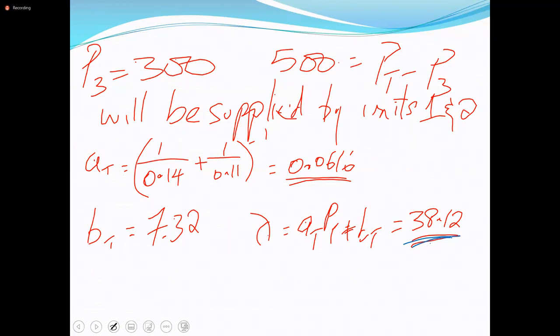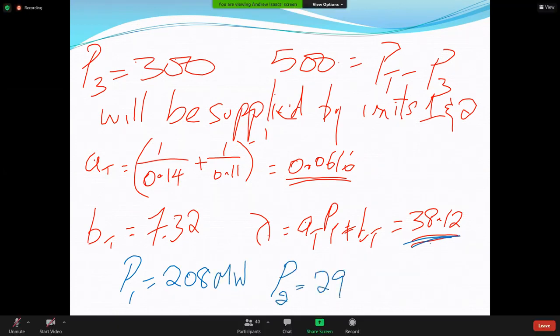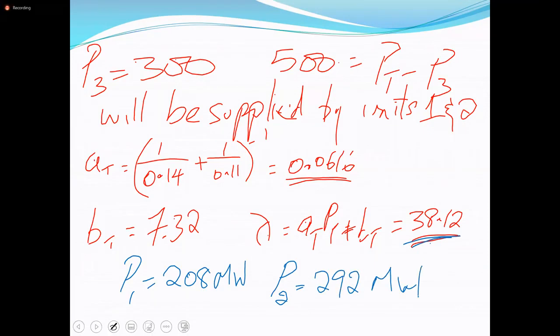So, Daly? Yes, sir. From this, what do you get for P1? P1 is equal to 208 megawatts. And for P2, the value is 292 megawatts. All right. So we now have P1, 208, P2, 292, and for unit 3, we have 300. If we quickly add those, we get 800 megawatts. Is there anybody who does not understand what has been done?